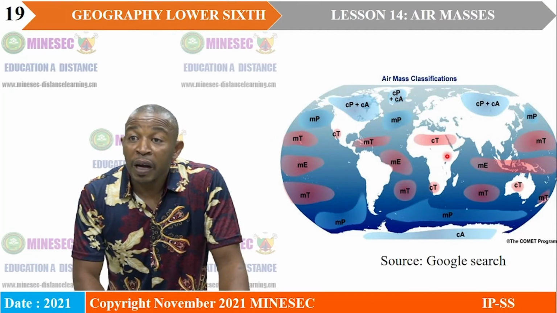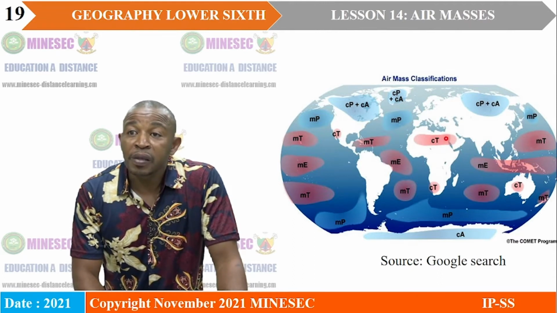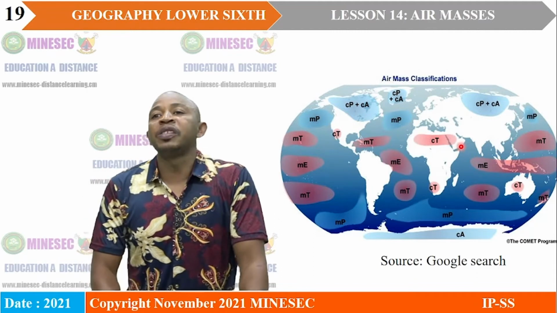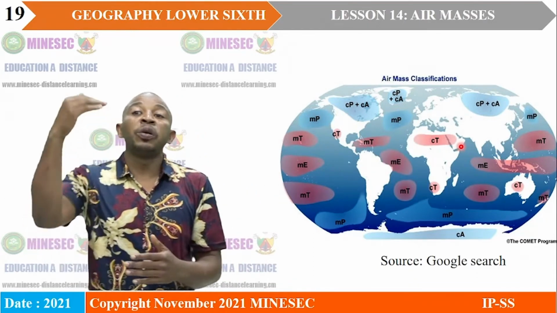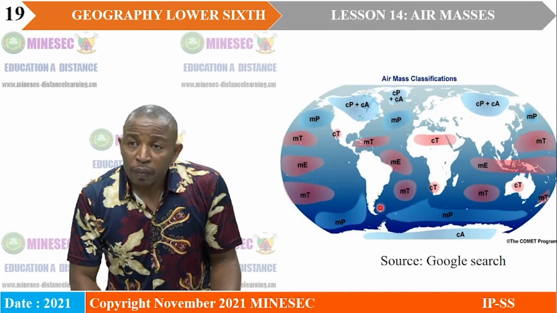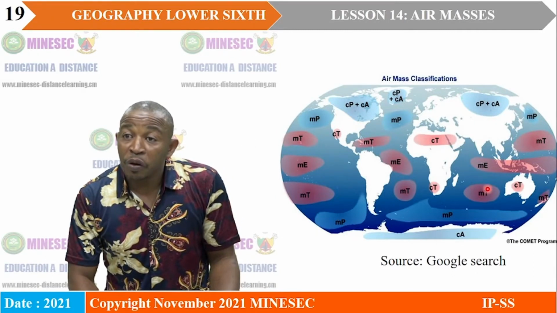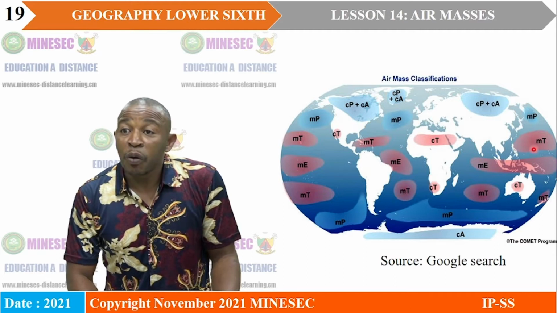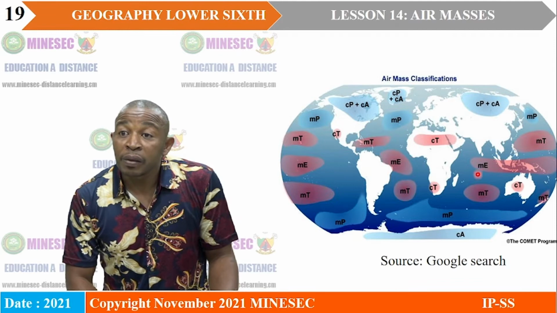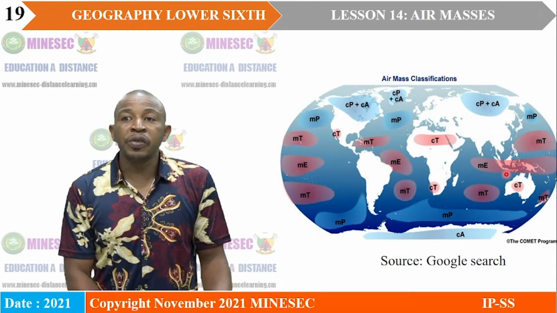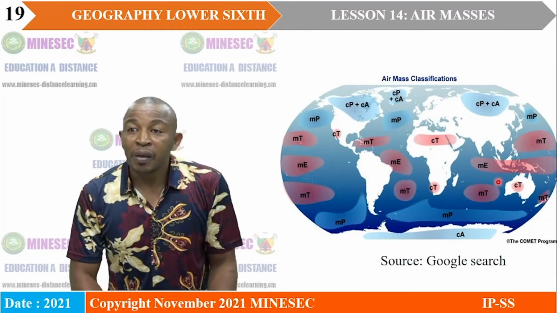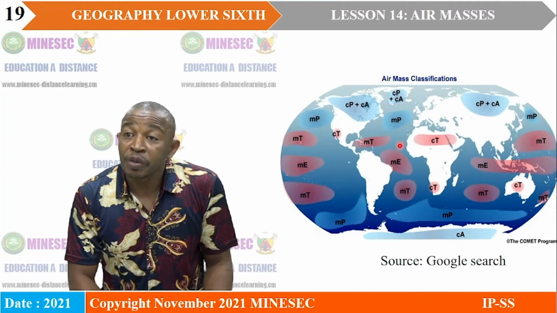So here now we have continental tropical, CT. You can now see that the small T is coming before the big T. That simply means that it's an old classification, although it is still valid today. So here we also have continental tropical. But what we notice here is that there is no equatorial continental around here. So we have only the equatorial maritime. So that is the spatial distribution of it.